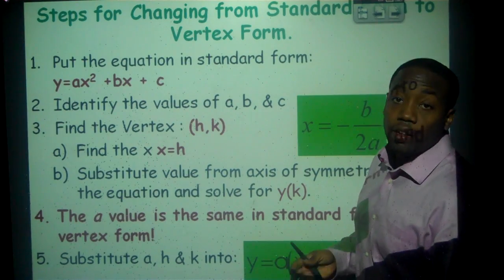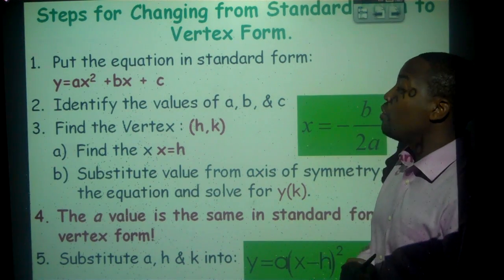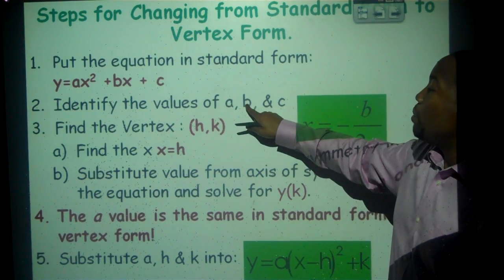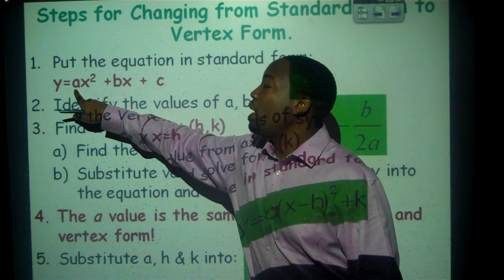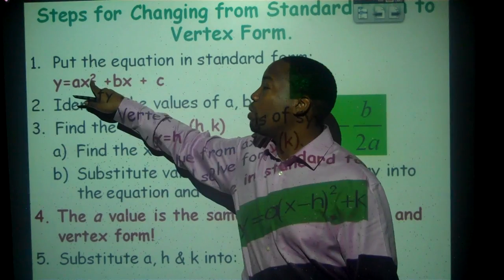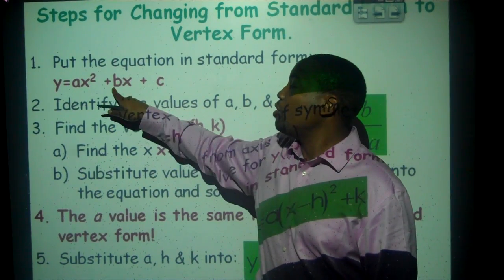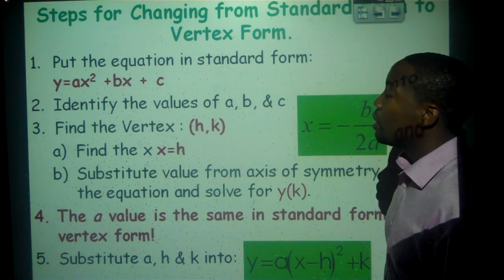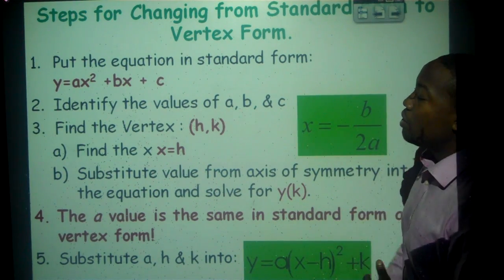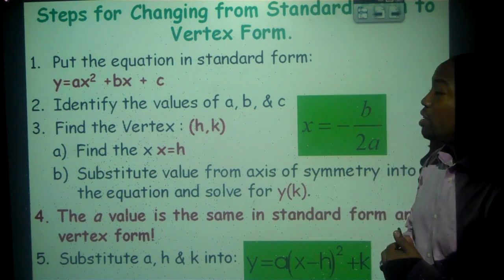After that, everything is going to be good, because then we need to identify my a, my b, and my c. My a is the number in front of the x squared, my b is the number in front of x, and my c is just the number, which is the constant. Alright? Now, after we do that, we have to do step 3, which is to find what the vertex is.